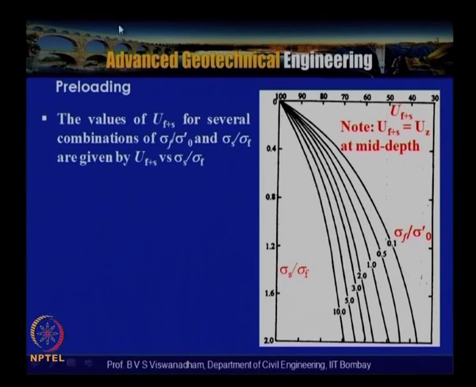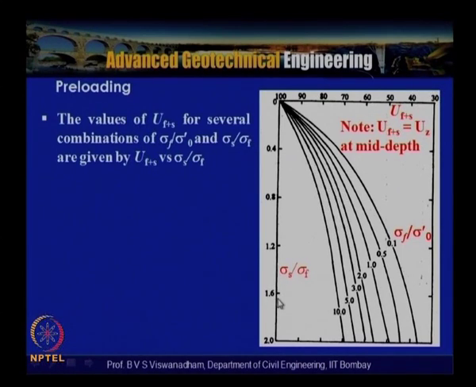So the values of U F plus S for several combinations of sigma F by sigma naught dash, the permanent fill surcharge to the initial effective overburden pressure, are given here, and sigma S by sigma F values are given here. Note that U F plus S is equal to U Z at the mid depth, which has been considered according to Johnson 1970. Once we know U F plus S and sigma F by sigma naught dash, we can calculate the sigma S by sigma F required. By knowing sigma F we can calculate the magnitude of the surcharge.